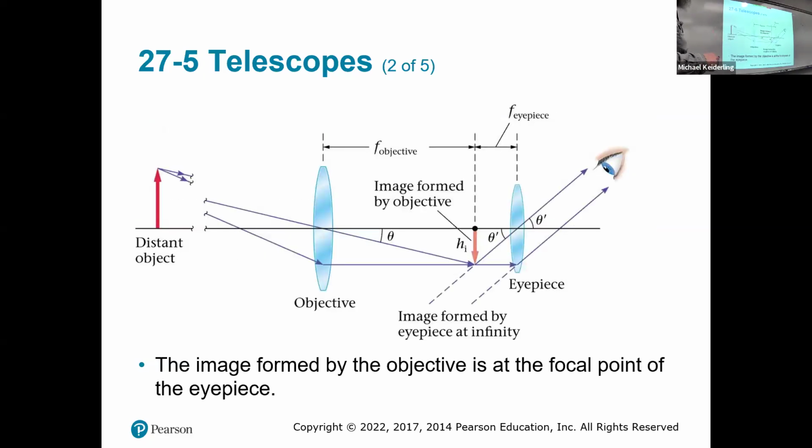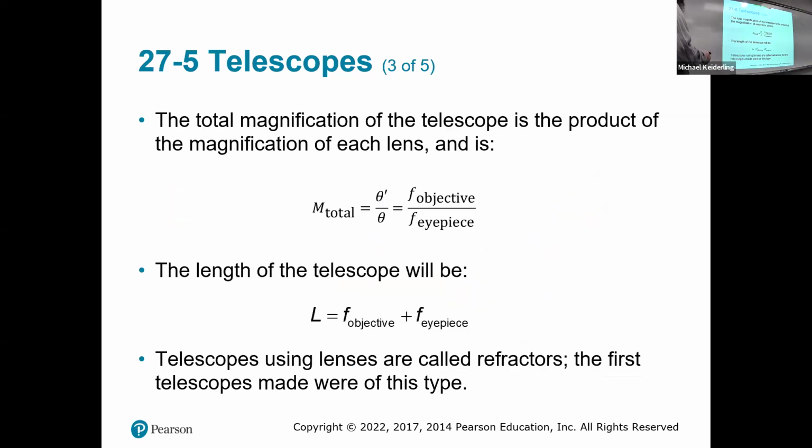So here we have a very distant object. We have an image formed by the objective at basically its focal length. So the image formed by the objective is at the focal point of the eyepiece. And then the eyepiece is used to form an image in your eye. And the total magnification of the telescope is the product of the magnification of each lens.